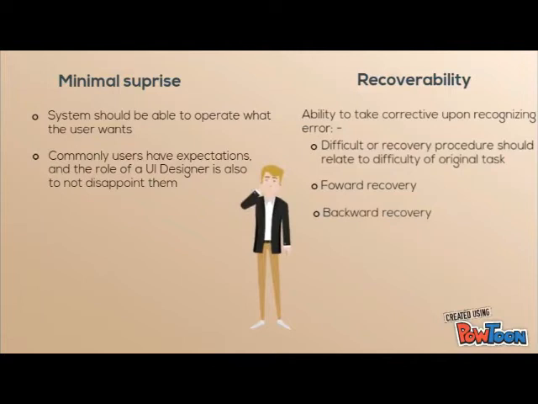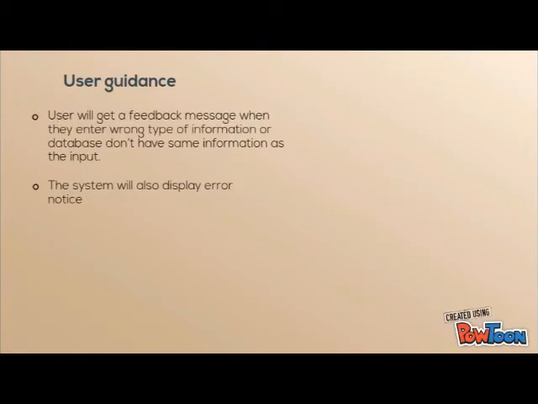Difficult or recovery procedure should relate to difficulty of original task. There are two types of recoverability: forward recovery and backward recovery. User guidance. The user cannot log in when a username or password entered is incorrect. The system will also display error notice when the user entered an invalid credit card number. This is to guide the user to enter true input data as expected by the system.